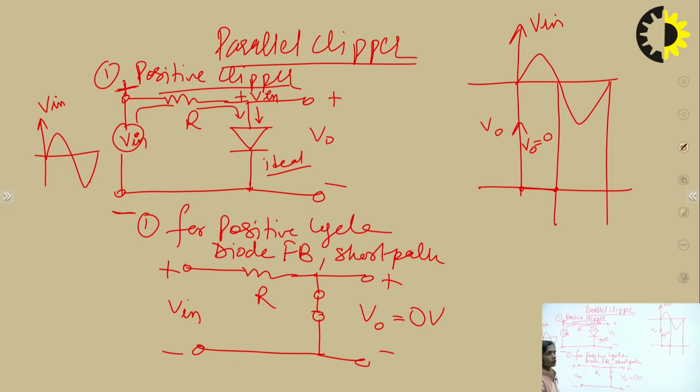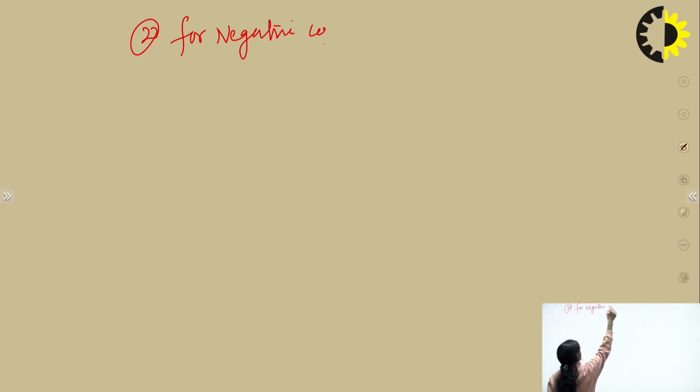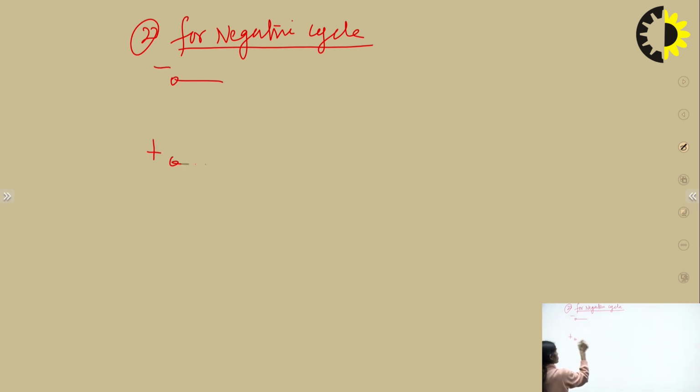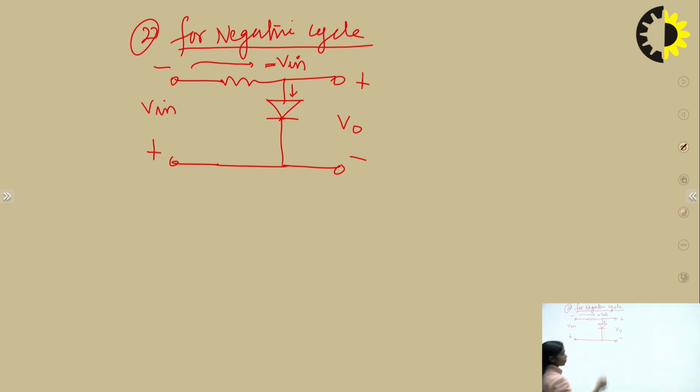Now if we see it for the negative cycle, this end will become negative, this end will become positive, and the diode arrangement remains the same. Now if you take the output, Vin is again coming here but with the negative cycle. This negative is now connected to the positive of the diode. So in this case we can say the diode is reverse biased and becomes an open circuit.